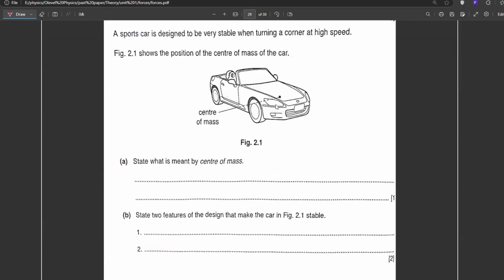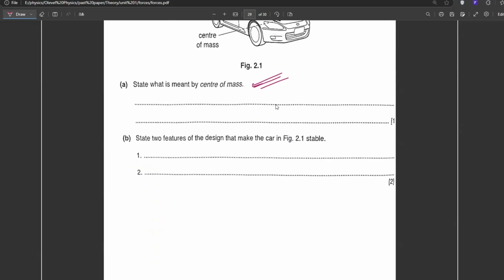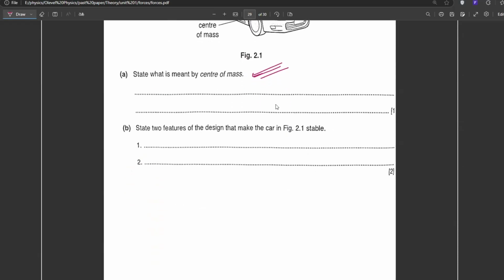A sports car is designed to be very stable when turning a corner at high speeds. Figure 2.1 shows the position of the center of mass of the car somewhere here. State what is meant by center of mass. We have already done this twice, I think, in this video, so I am not wasting time. State two features of the design that make the car stable. First of all, lower center of mass. And secondly, wider base area. Simple as that.